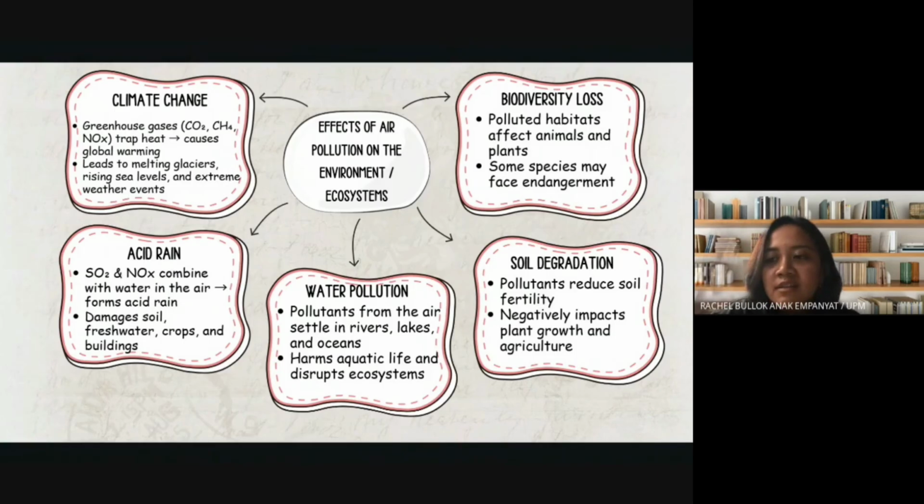And the last one is soil degradation. Air pollutants can settle on the ground and reduce soil fertility. This negatively impacts plant growth and agriculture, making it harder for crops to grow well.